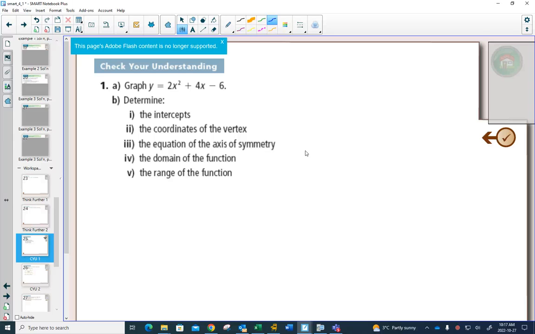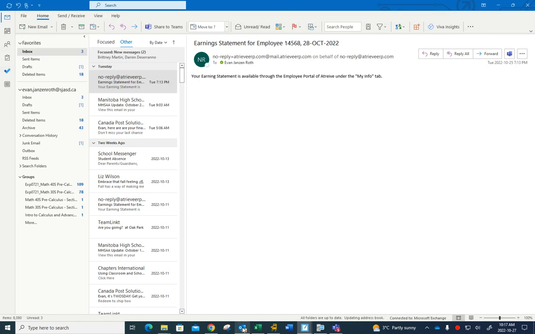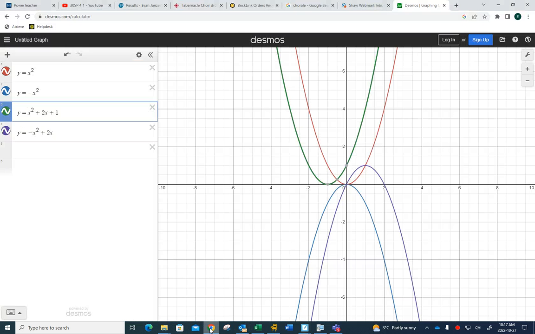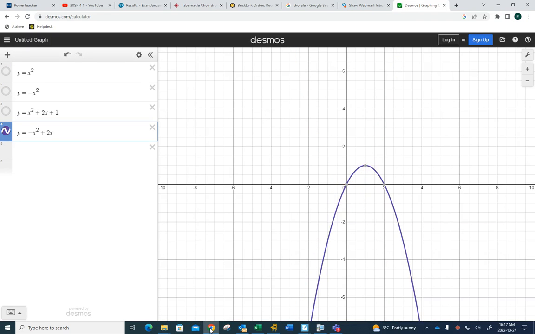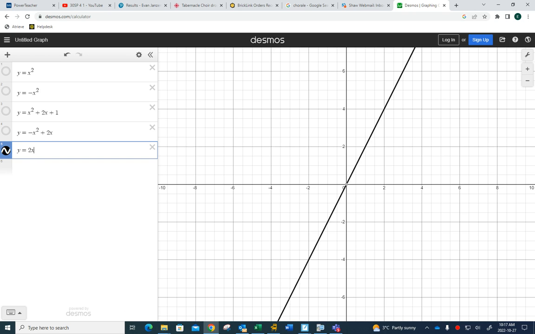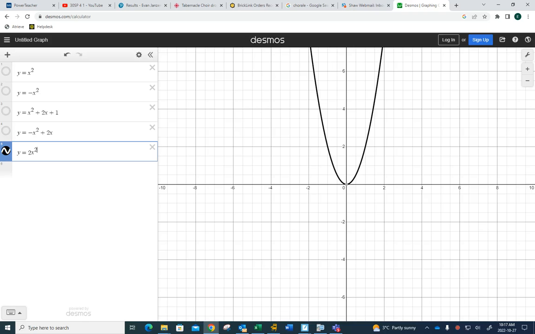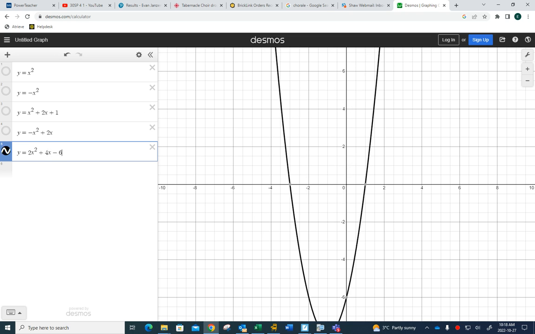4x minus 6. Obviously, you have your Desmos app, so if we go to our Desmos app, turn these ones off, could go to a new one, and I could type in y equals 2x squared plus 4x minus 6. And we get this graph.